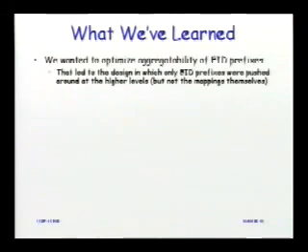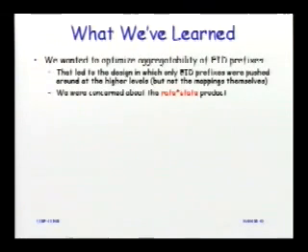So that led to the design that you just saw, where EID prefixes were pushed around at the higher levels of the things, but not the mappings themselves. So that had an issue, right? Well, let me just say, we did all this because we were concerned about the rate-state product.